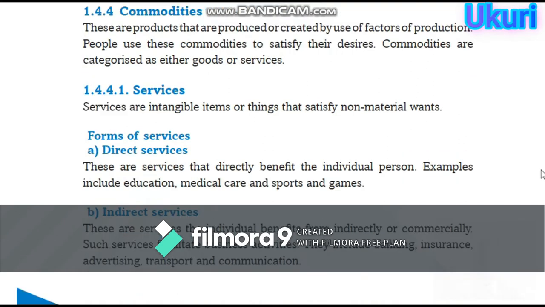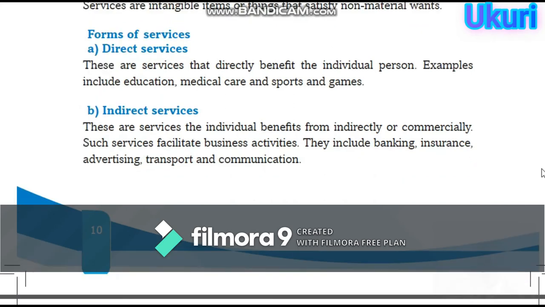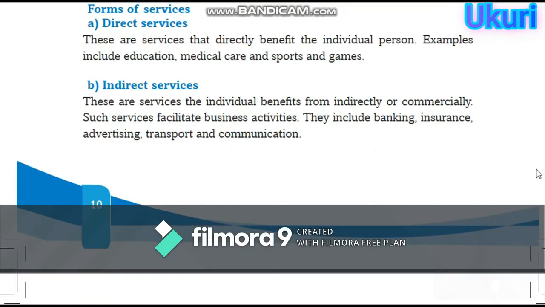So we have forms of services now. Forms of services: we have direct services. These are services that directly benefit the individual person. Examples include education, medical care, and sports and games. So direct services is a service bahereza umwe kandi ikaba yamuha satisfaction, so your utility. For example, as mentioned, we have education, medical care, and sports and games.